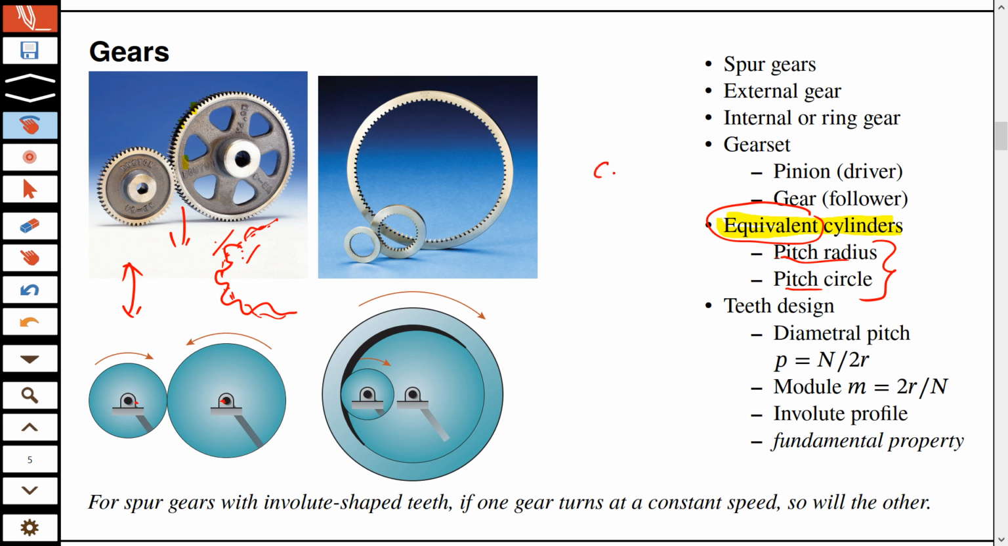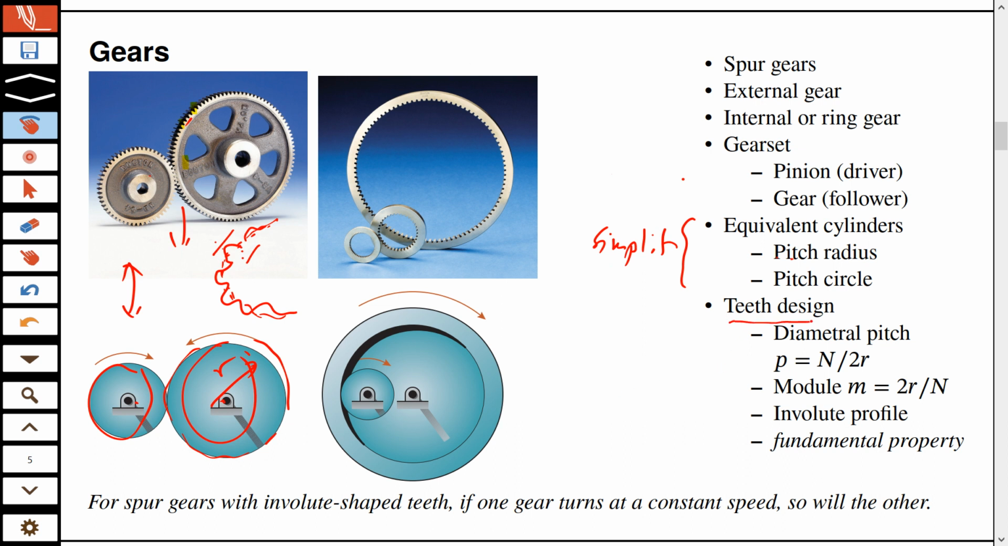Remember, just like the center of mass is a single particle which is equivalent to a whole rigid body, here we want to have just two cylinders, and they should be equivalent to this gear set. In that case, the radius of that cylinder is called the pitch radius, and the circle, which is equivalent to the gear, is the pitch circle. So I think you will get used to this terminology soon. It's just a simplification. You can think of this as a way of simplifying things.